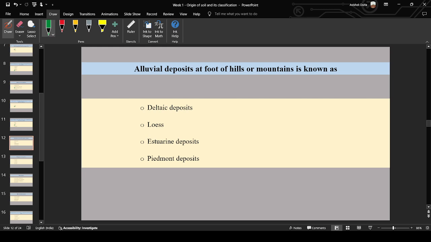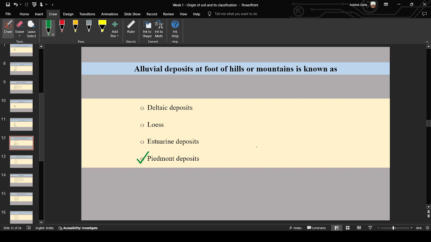Alluvial deposits at the foot of hills or mountains is known as. By the term alluvial deposit, we mean those soil which are transported by the river action. The sediments transported by river. Now when they are deposited at the foot of hills or mountains, then that deposition is called Piedmont deposits.